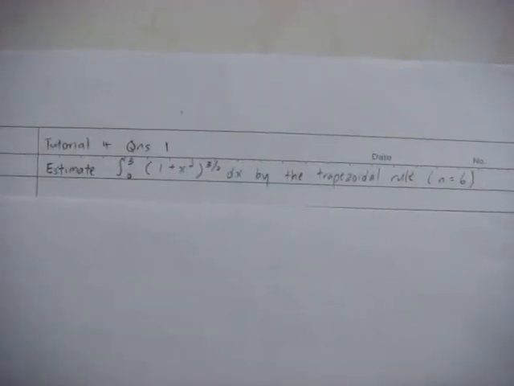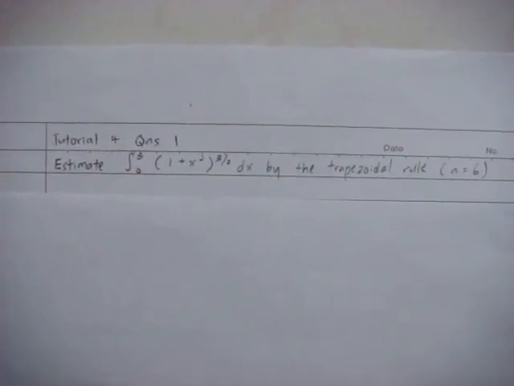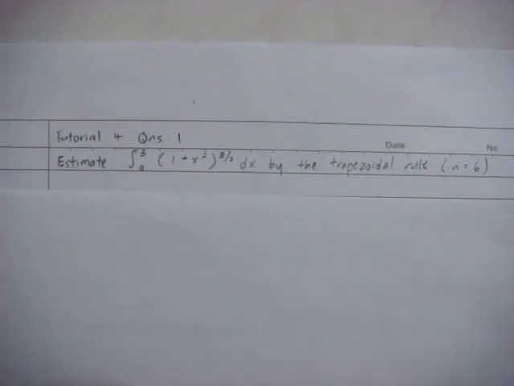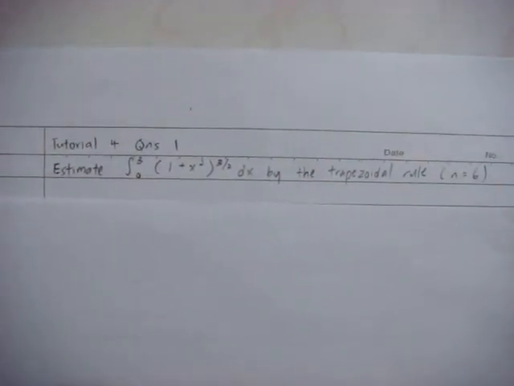Let's take a look at tutorial 4 question 1. The question is, estimate the integral of (1 plus x squared) to the power of 3 over 2, integrating from 0 to 3 by the trapezoidal rule, where n is given as 6.